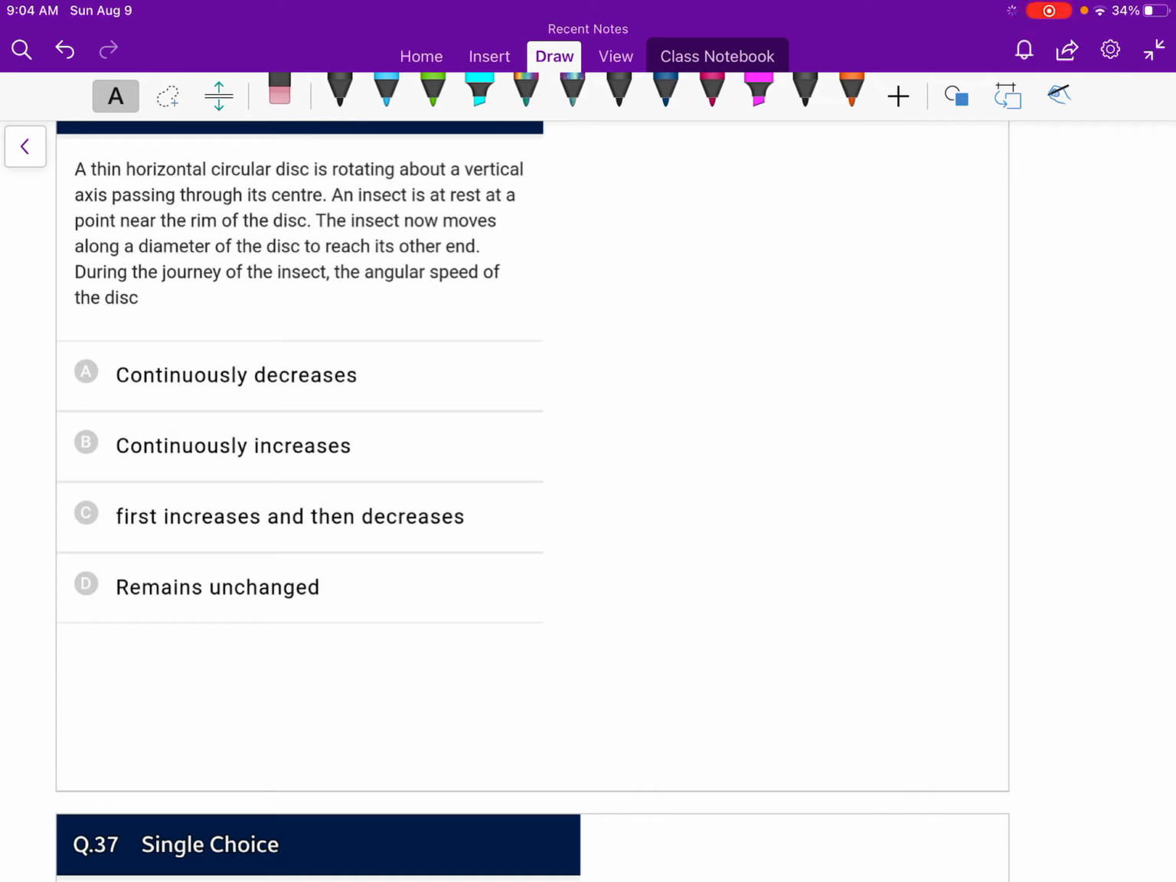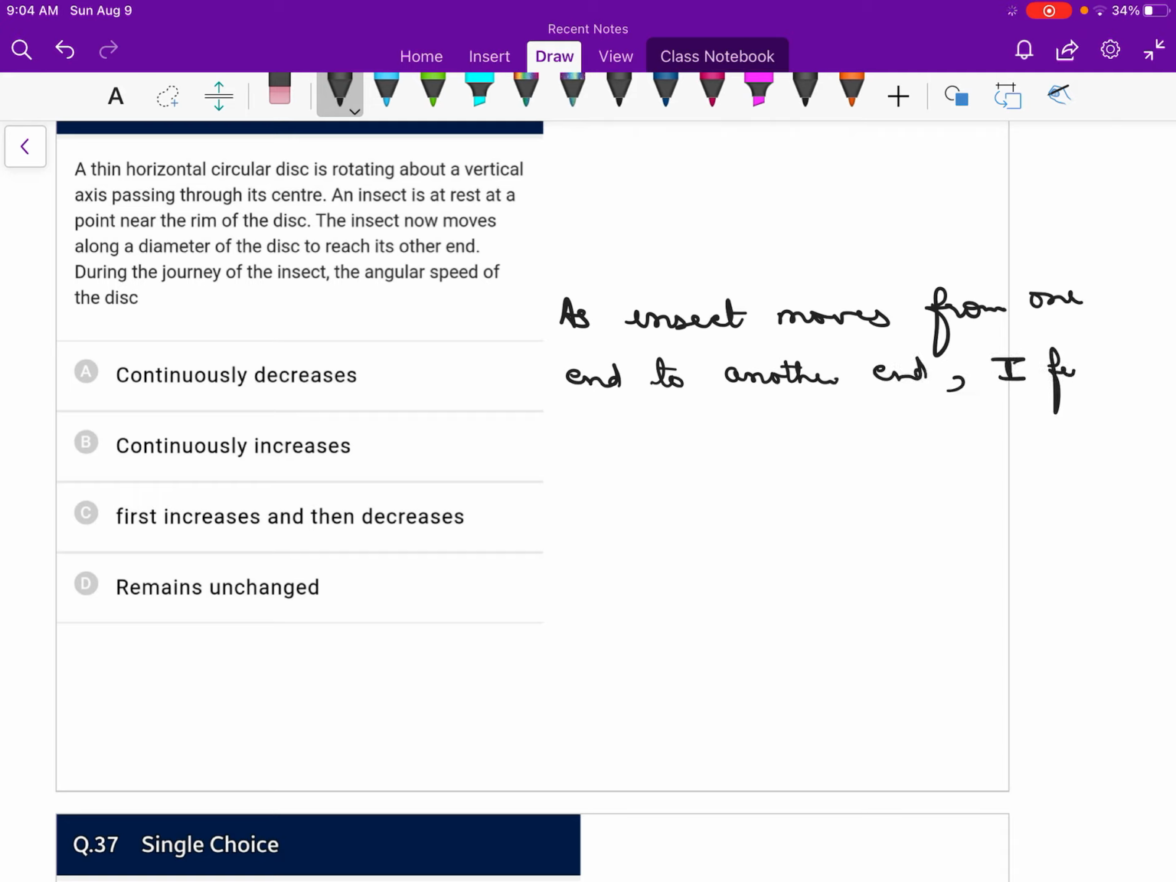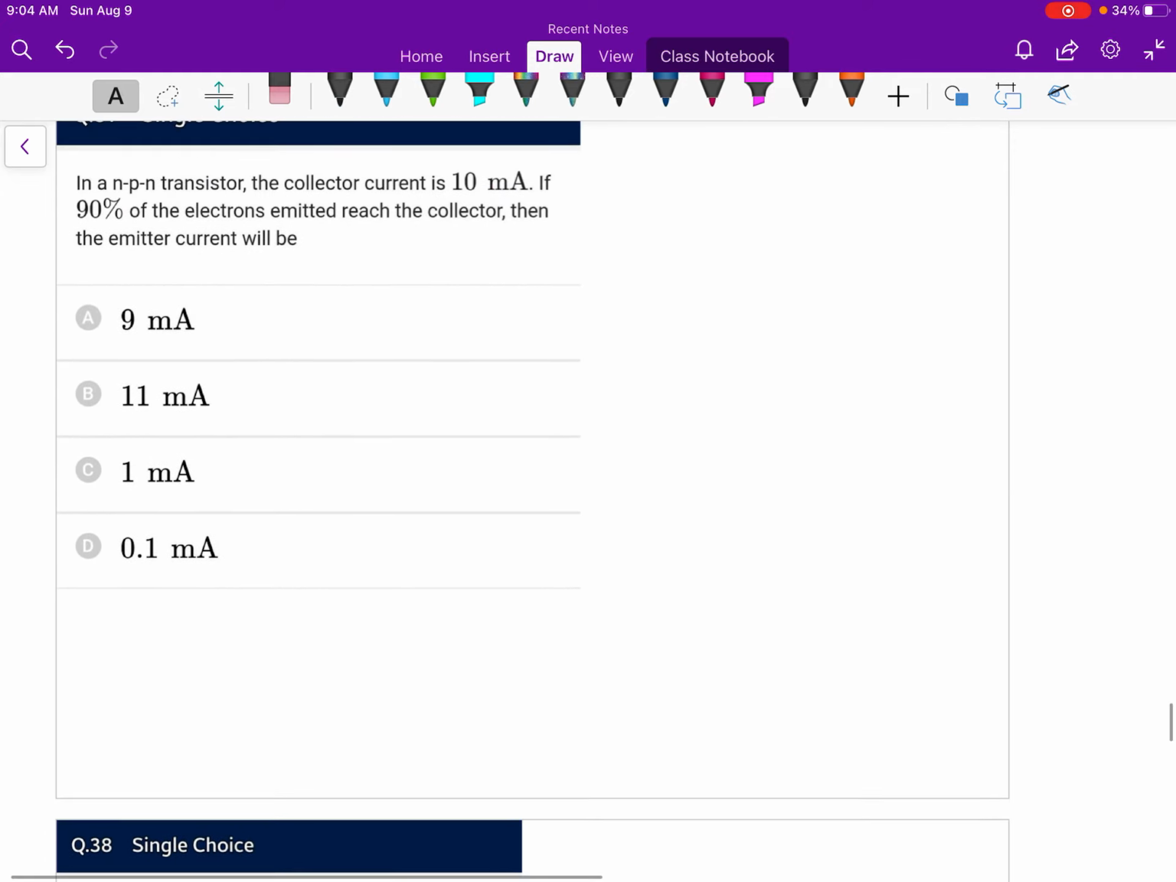A thin horizontal circular disc, an insect is at rest. The insect now moves along a diameter. So based upon angular momentum conservation, as the insect moves from one end of the diameter to the other end, the moment of inertia first decreases, then increases. So omega first increases, then decreases. C is the correct option.